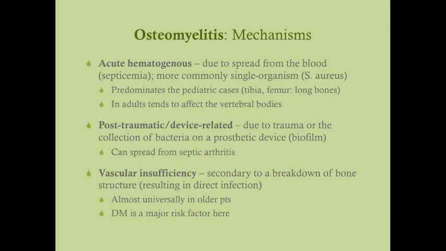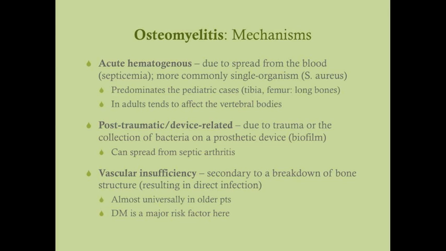So as far as the acute hematogenous, as we mentioned, it's due to spread from the blood, which is septicemia. It doesn't mean you're necessarily septic, doesn't mean you even had symptoms from that spread to the blood. A lot of people have bacteria in their blood for a point in time and they don't even have symptoms. So you don't have to have septic shock to have septicemia. It's just due to spread from the blood into the bone. And most commonly it's from a single organism, and that's Staph aureus.